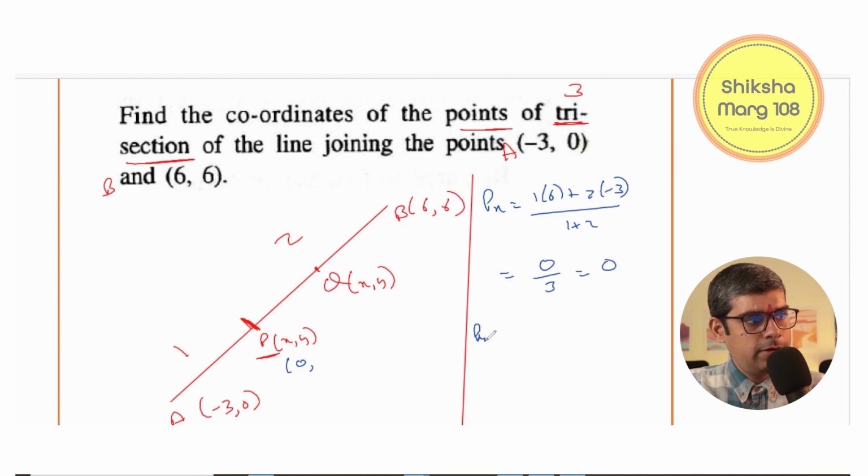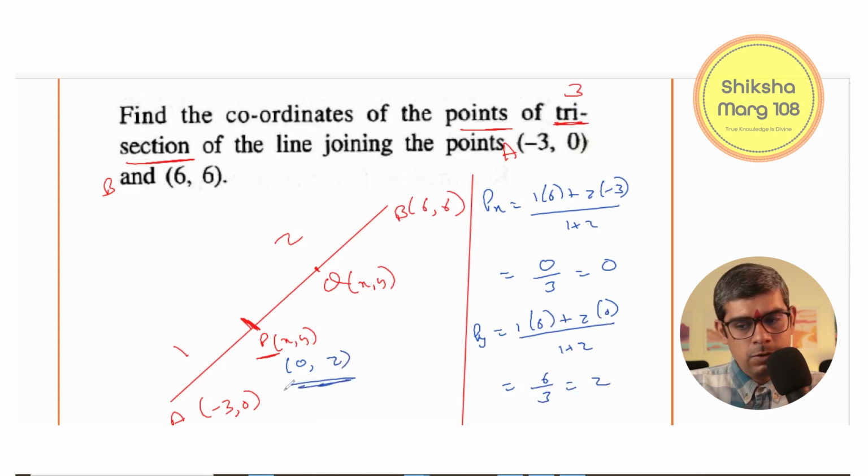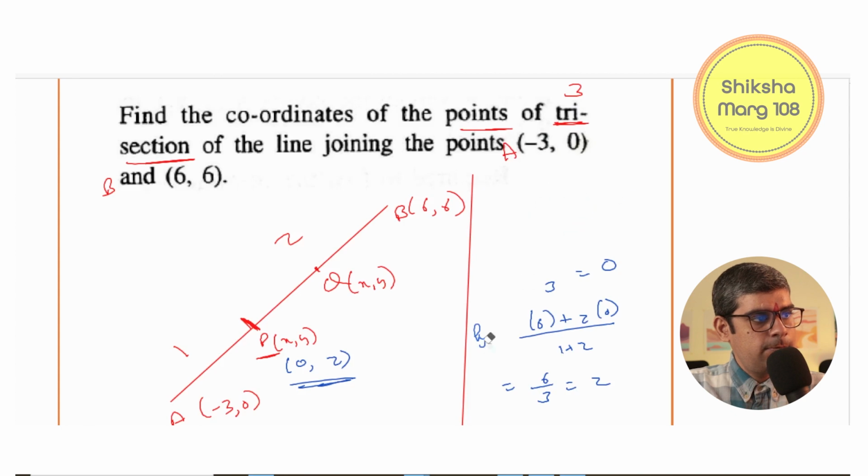Let's look at the y coordinate. 1 times 6 plus 2 times 0, the whole upon 1 plus 2, which is 3. That's going to be 6 plus 2 times 0 is 0. So 6 upon 3, which is 2. So you got the coordinate 0, 2 for the point P, the first point. Now let's look at the point Q. I hope this is making sense.